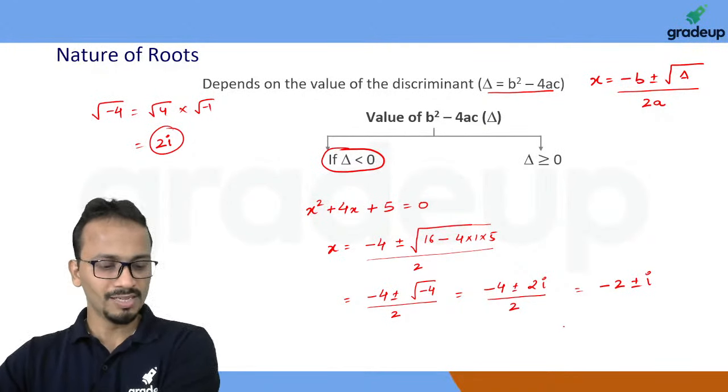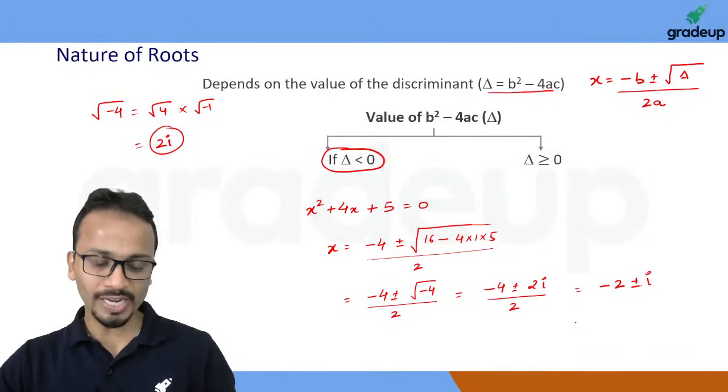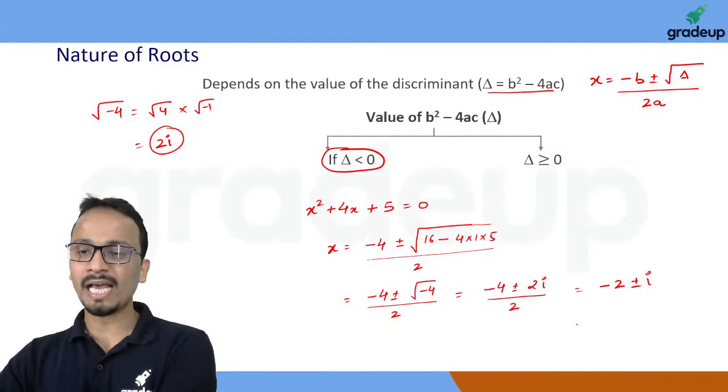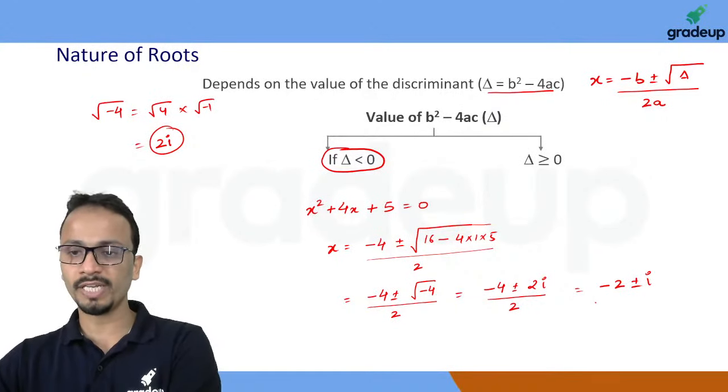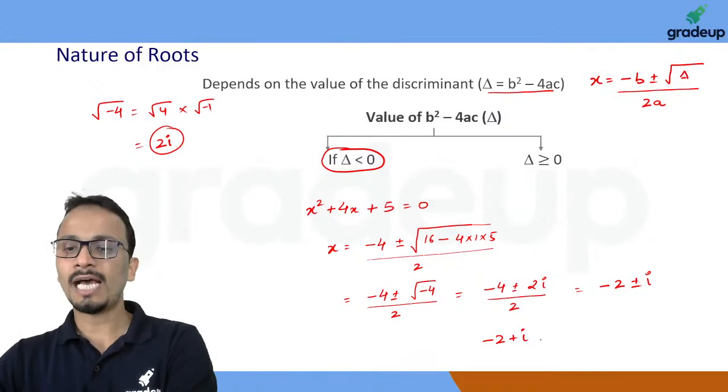Nikita is saying that, sir, please take class on functions also. Don't worry, Nikita. Slowly and slowly, I'll cover each and every topic. So don't worry. So the roots are minus 2 plus iota and minus 2 minus iota.